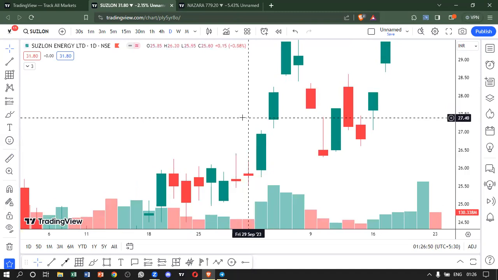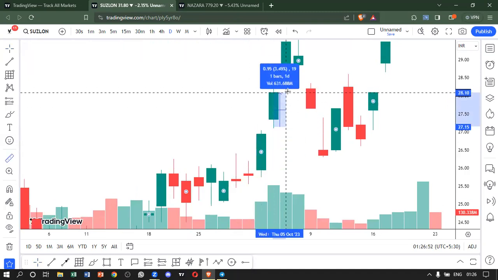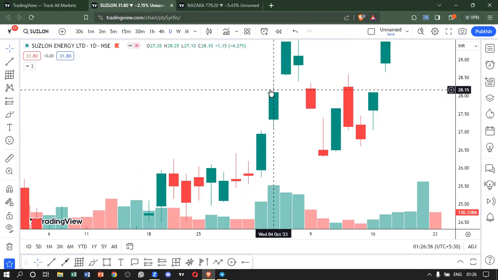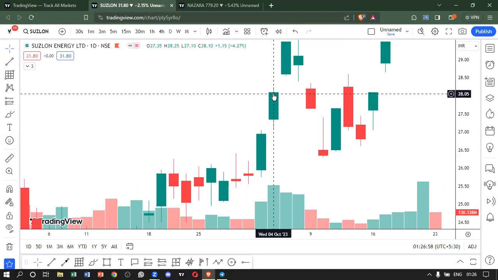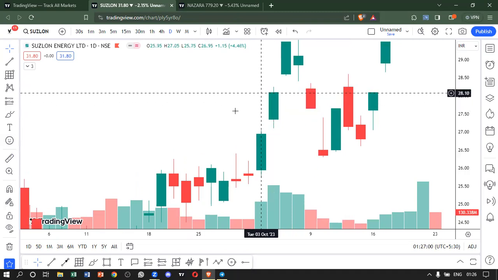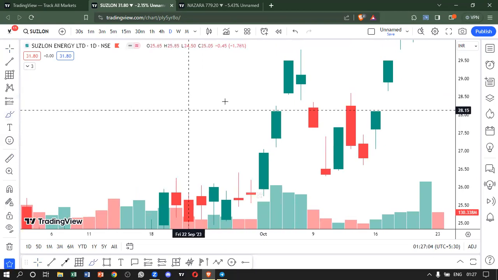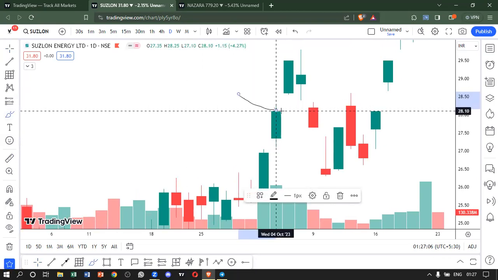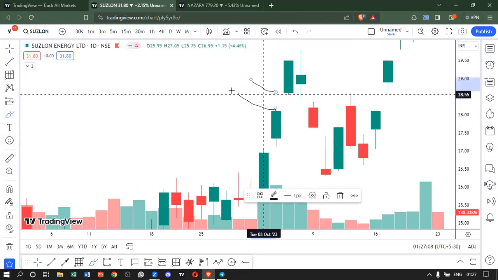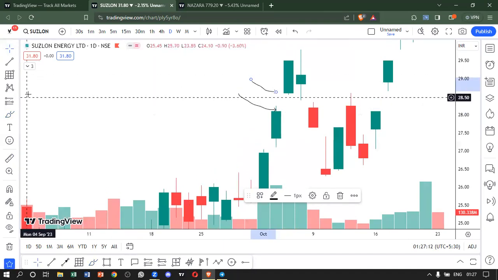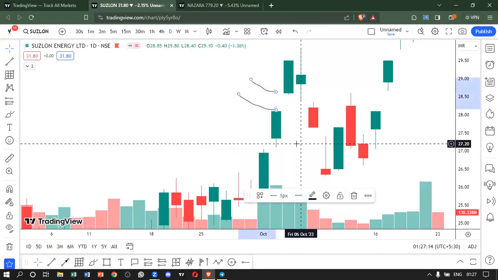So in this particular stock, in Suzlon, the circuit limit is 5%, but unfortunately it did not hit the upper circuit limit. But it gave a good gain on this particular day, and even on 4th of October, someone could enter at the day high and book their profits the very next day. So this is how BTST trades work.